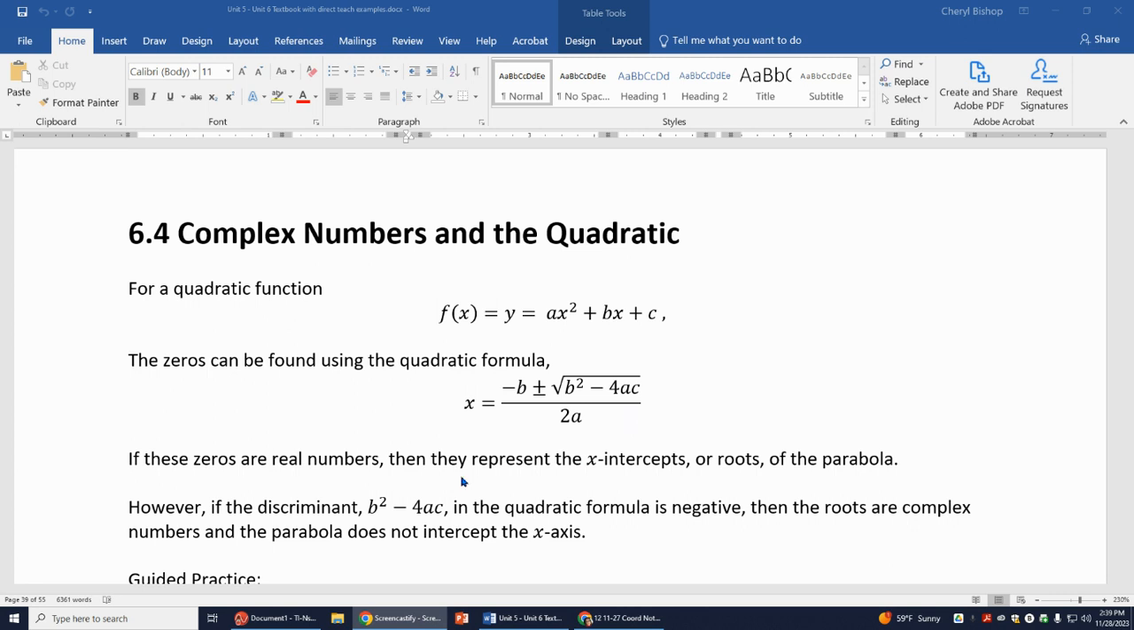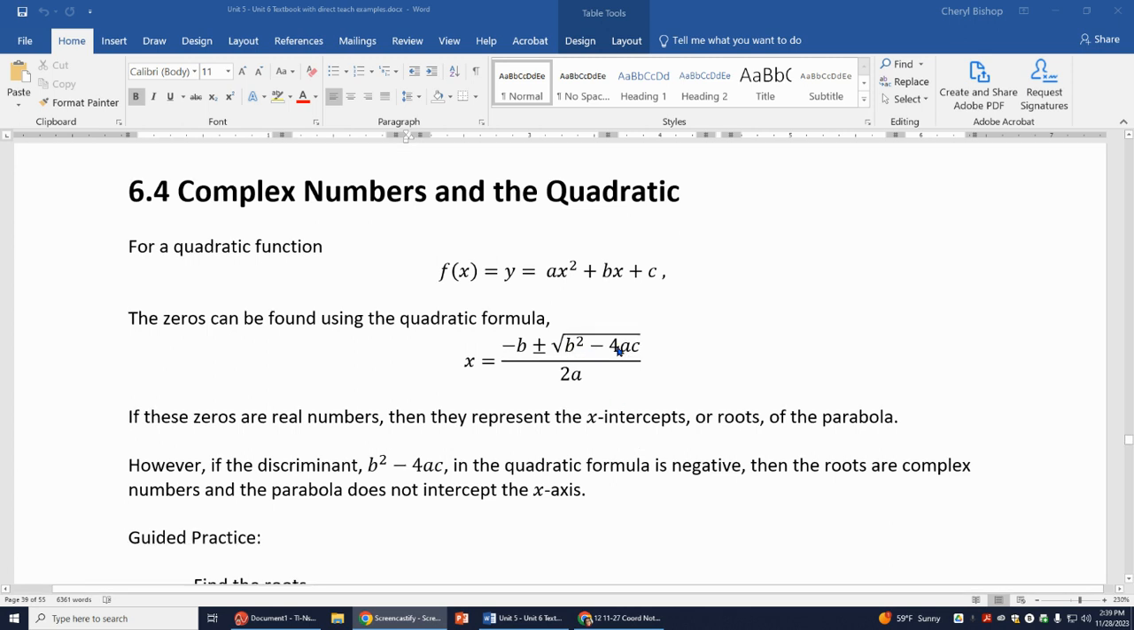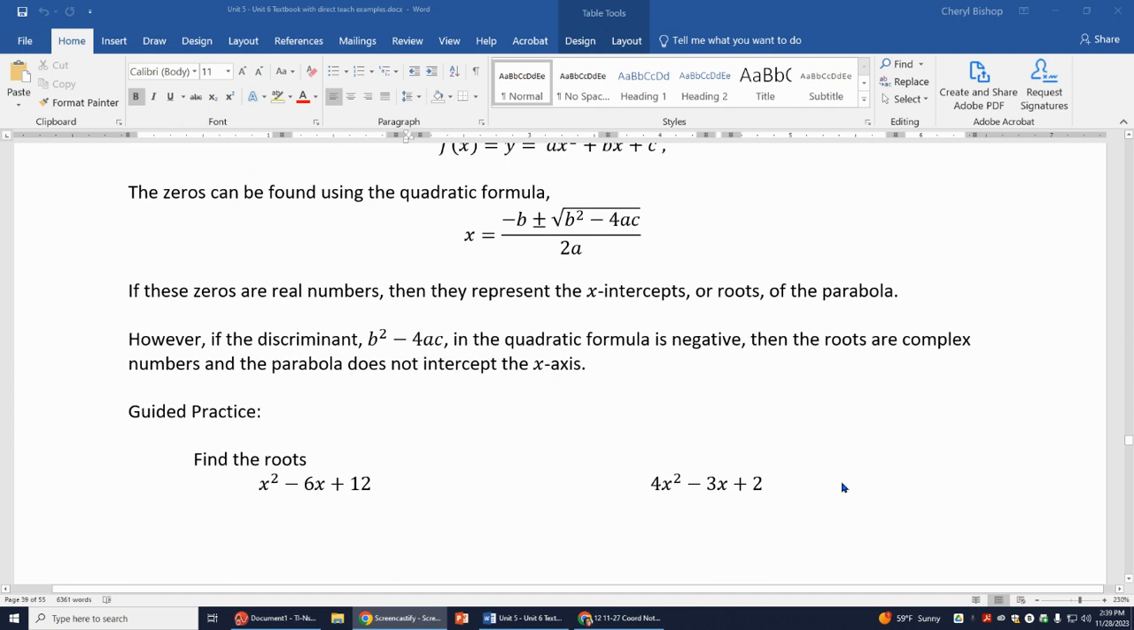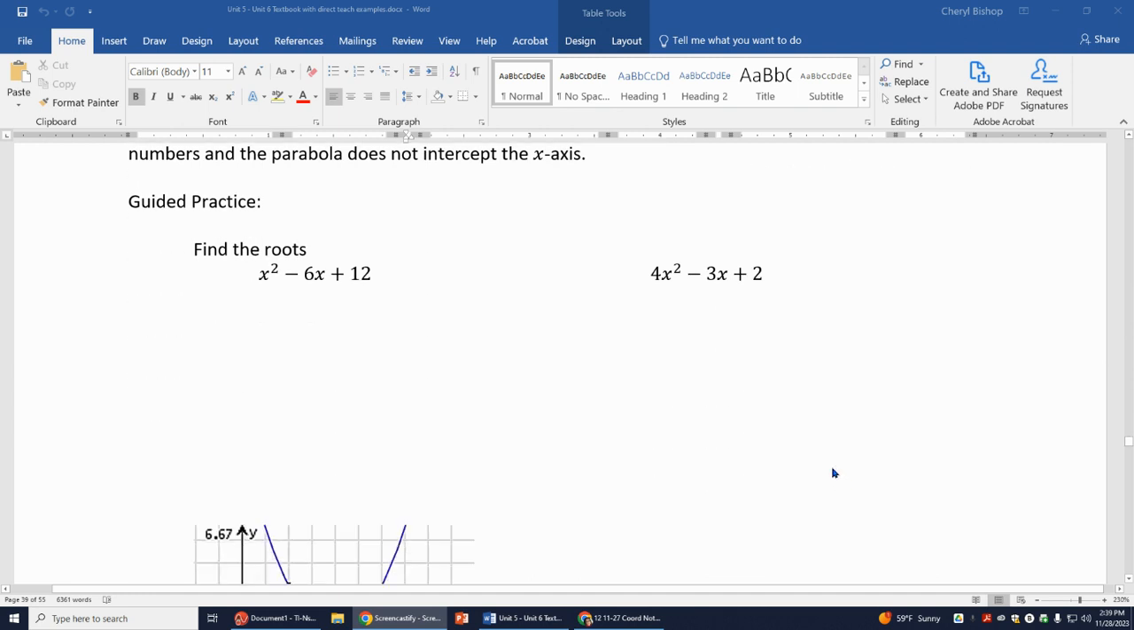Okay? If those zeros are real numbers, then they represent the x-intercepts or the roots of the parabola. However, if this discriminant becomes a negative value, then we say there are no real solutions, because those roots, there are still two roots, but they are complex numbers and the parabola does not intersect your x-axis. Okay, so let's look at some practice with this.